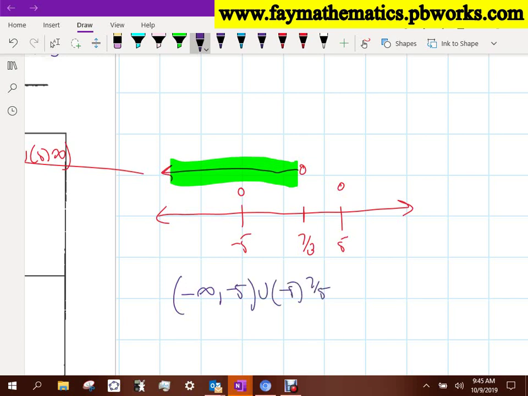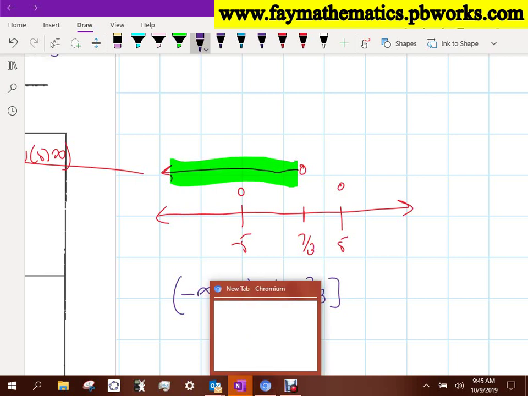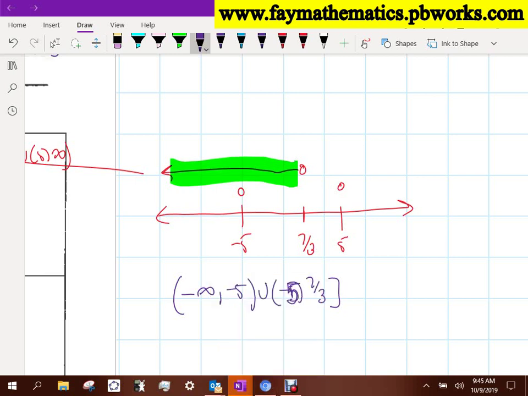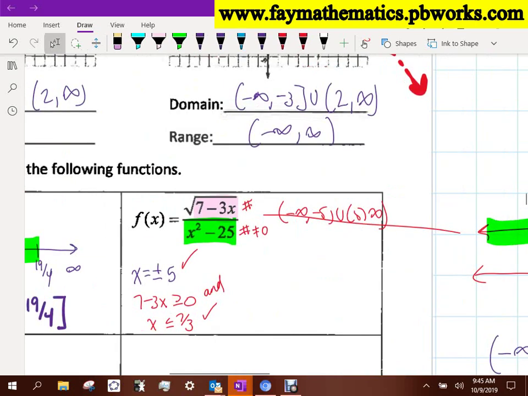That's a 5. That's a -5 there. So negative infinity up to -5, union, then -5 to 7/3, and then close off 7/3. You have to have the end. There's no problem with -5 in the numerator. If I plug -5 in up here, okay, -5 plugged in there gives me 7 minus -15. That's, what is that? 7 minus -15? 22, right?